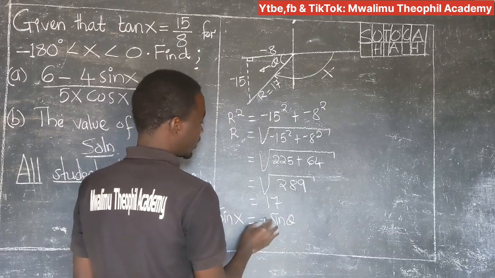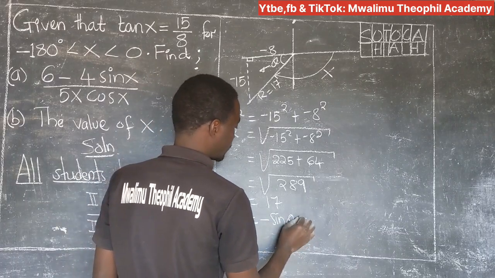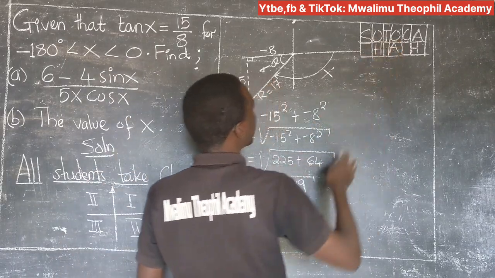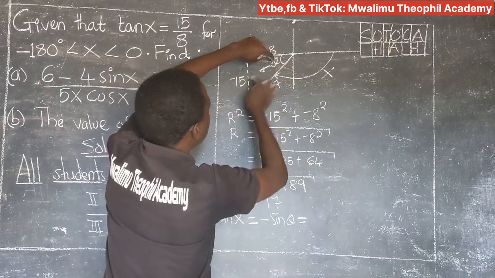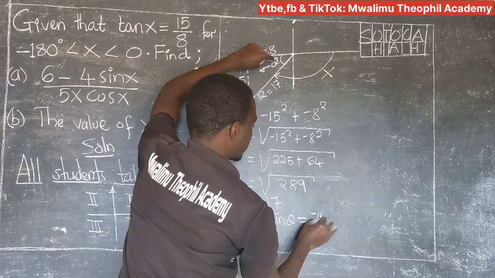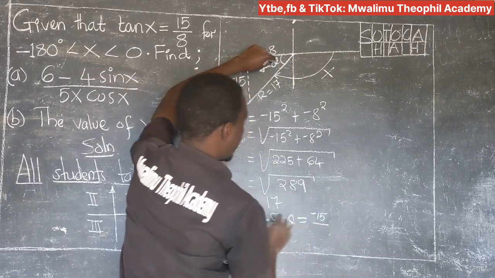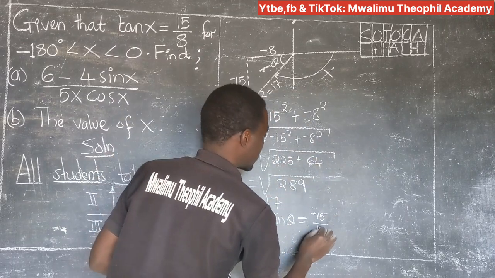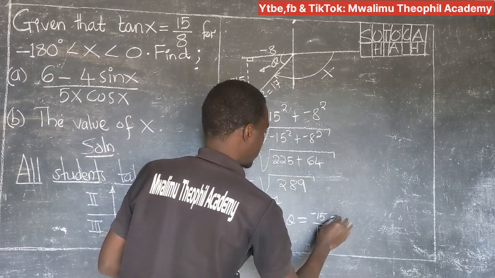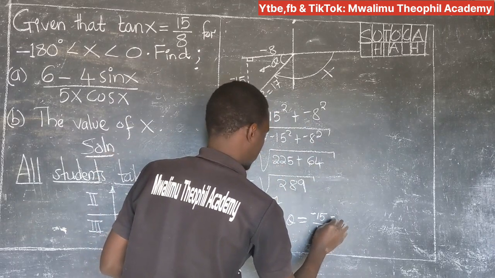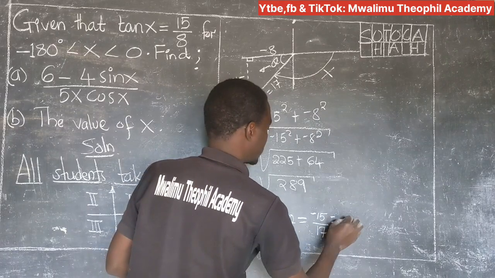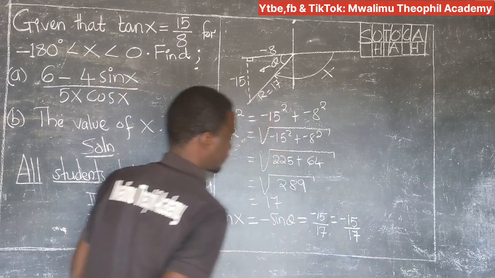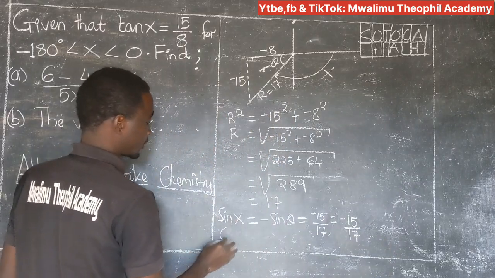Now, negative sine theta will be equal to, as we've said, sine is equal to opposite over hypotenuse. Opposite to this theta is negative 15 divided by the hypotenuse. The hypotenuse is positive 17. Now, the value of sine x, which is equal to negative sine theta, is equal to negative 15 divided by 17. What about cos x?